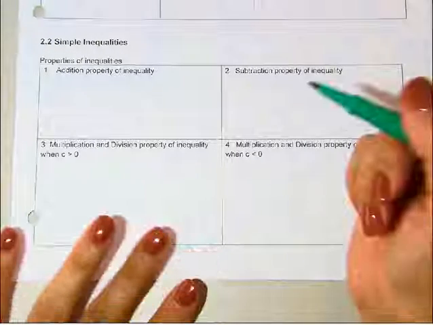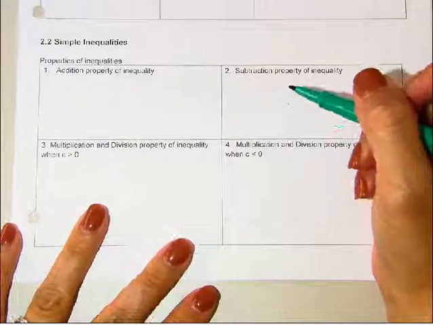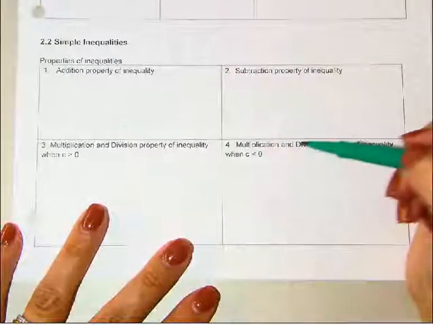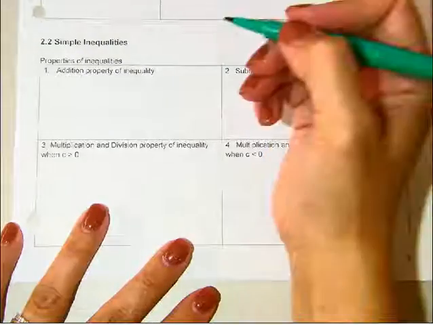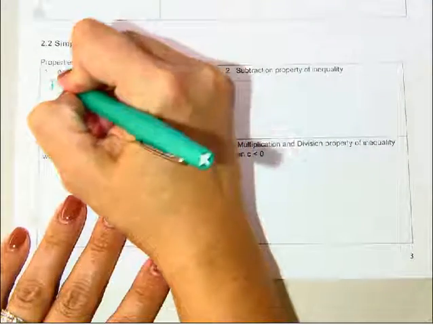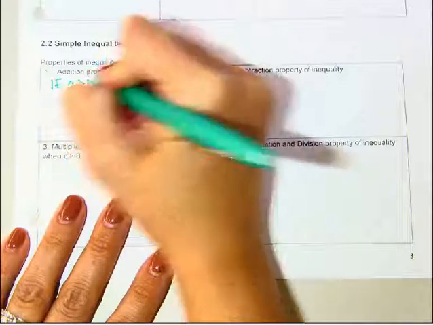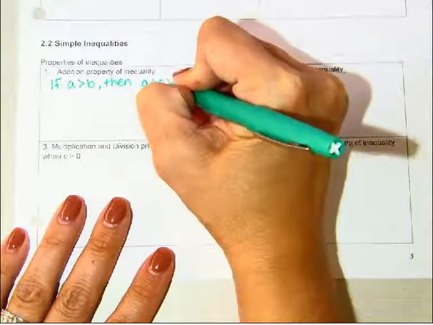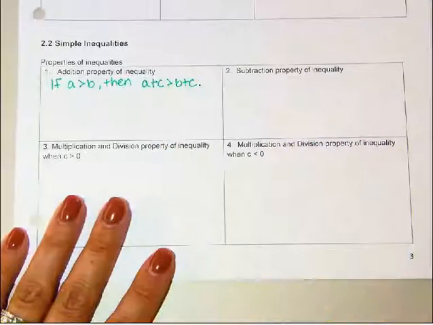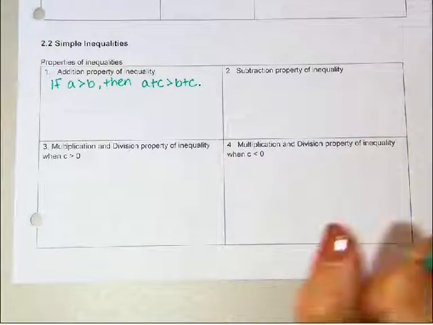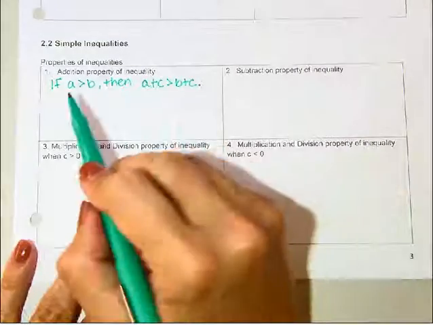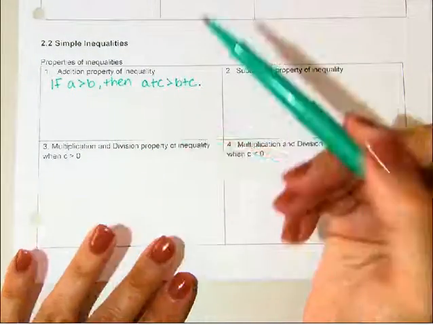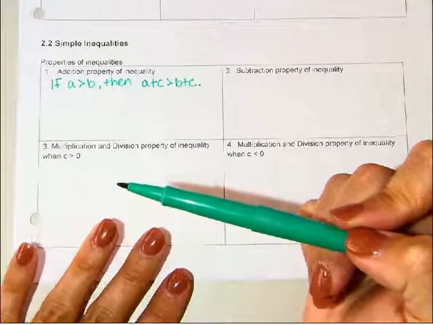So properties of inequalities. The addition property just says I can add one number to both sides. As long as it's the same number, I can add it to both sides. So that is, if I have A is greater than B, then A plus C will be greater than B plus C. I can just add some number C to both sides, and my inequality will still work. Now, this works for greater than, but it works for less than, it works for greater than or equal to, and it works for less than or equal to.